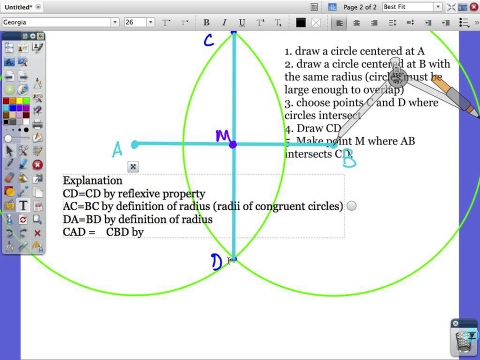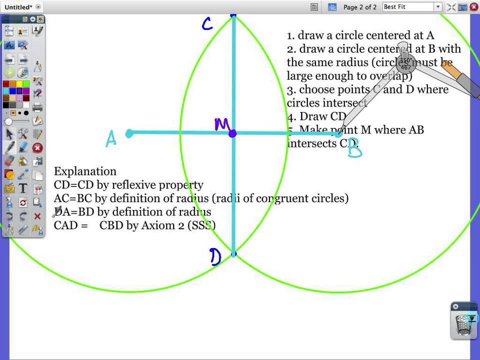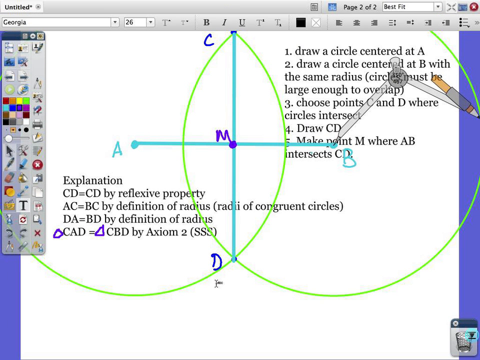Not the definition of radius. We've used this a bunch of times now. It's not CPCFC yet. Axiom 2, side, side, side. They are congruent. We're going to mark triangle CAD and triangle CBD. Now we do need to use CPCFC, but we're still not there yet.